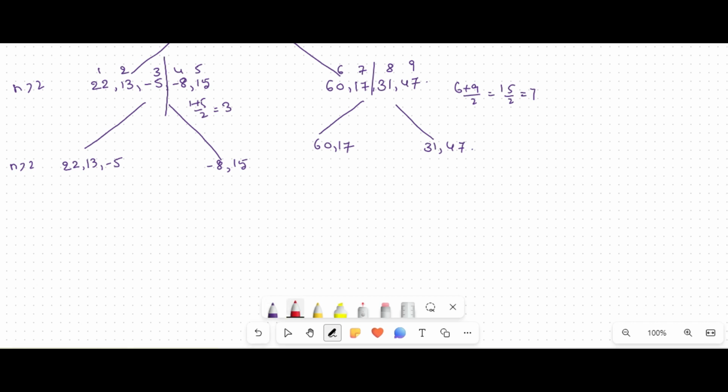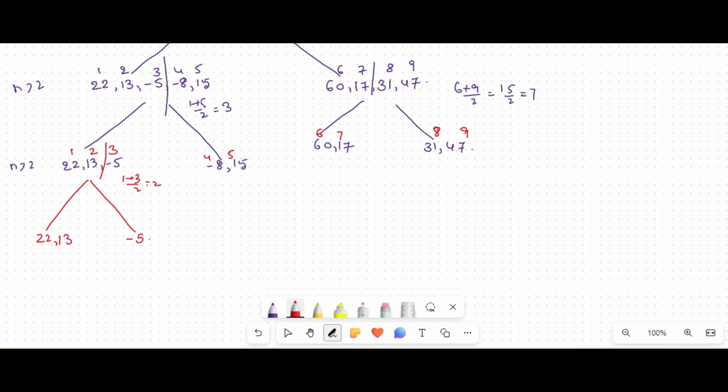What are the positions here? Here positions are 1, 2, 3. This is 4, 5. This is 6, 7 and this is 8, 9. So here you can't divide. No need to divide. Why? Because the problem is small, n equal to 2. Okay. So now here 1 plus 3 by 2 like this up to here. That means this is 22 comma 13 and this is minus 5.